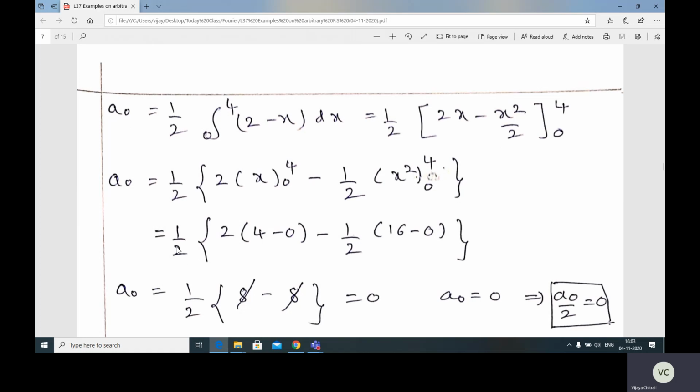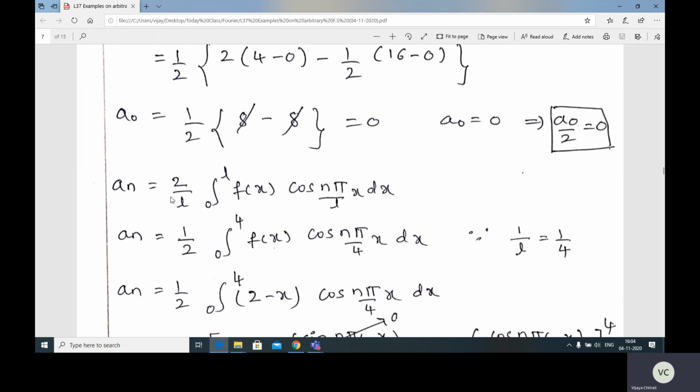So a0 = 1/2 [2x from 0 to 4 − 1/2 x² from 0 to 4]. Substituting the upper and lower limits: in place of x, 4 minus 0, and for the second term, 4² is 16 and 0² is 0, 16 − 0 is 16, 16 divided by 2 is 8, and 2 into 4 is 8. So 8 − 8, both cancel. 1/2 into 0 is 0. So a0 is 0, and a0/2 is 0 only.